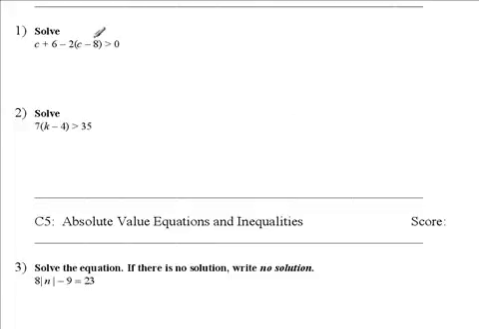Concept number 4, solving inequalities. Number 1 says c plus 6 minus 2 times the quantity c minus 8 is greater than 0. We want to try to get that c by itself. There's a couple of them here. It's being tied up with that negative 2.